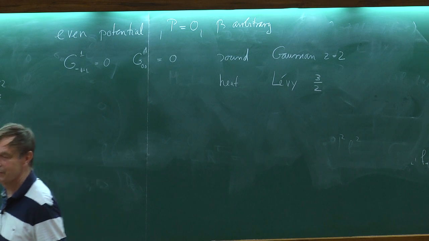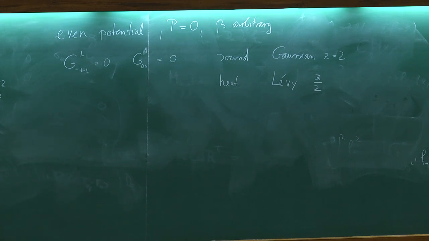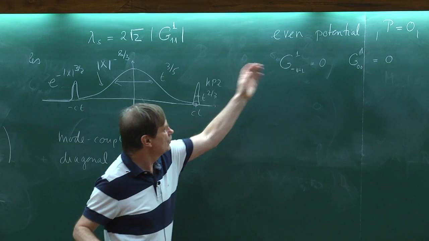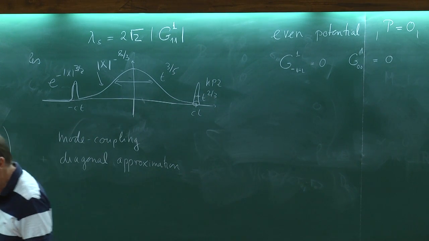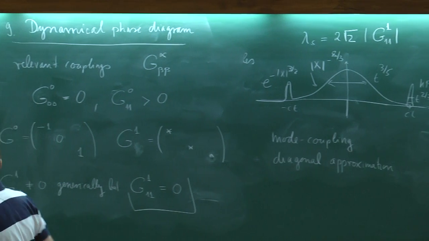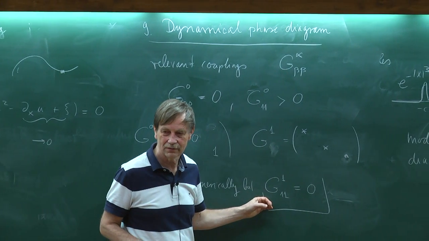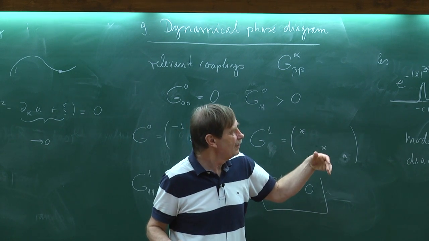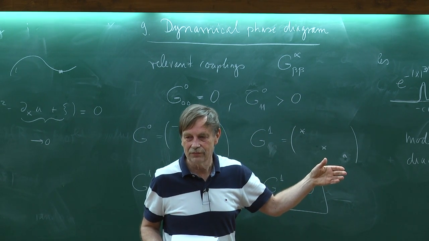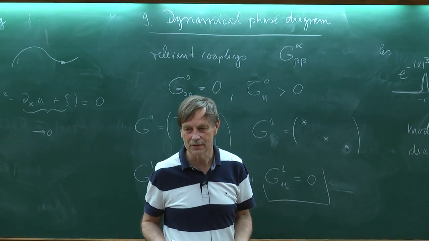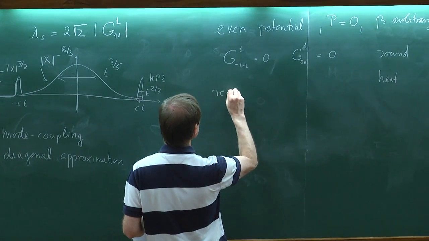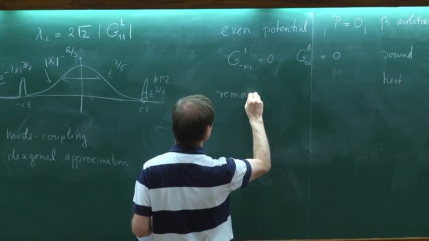The question is, can there be anything else? Well, I said that if I take that even potential, then these coefficients happen to be 0. But the question is, are they necessary? If I make simply this assumption, are they always 0? And the answer is no. There is no restriction on these coefficients, and I can make either both of them different from 0 or only one of them different from 0. So the remaining cases are in principle 3.